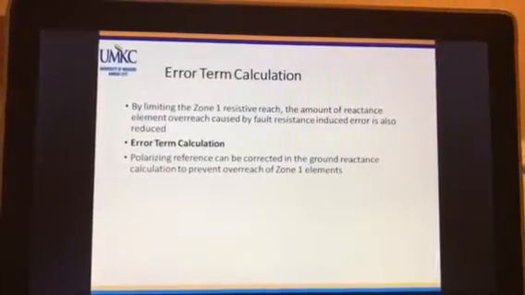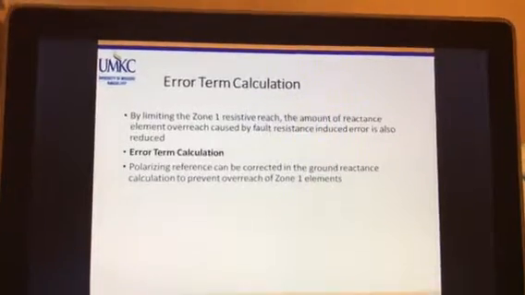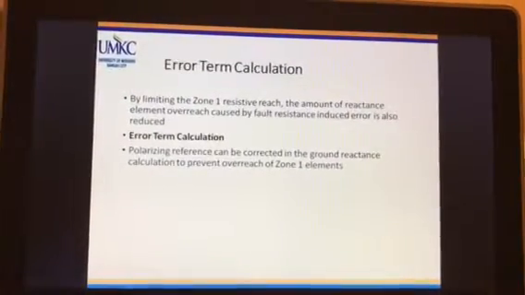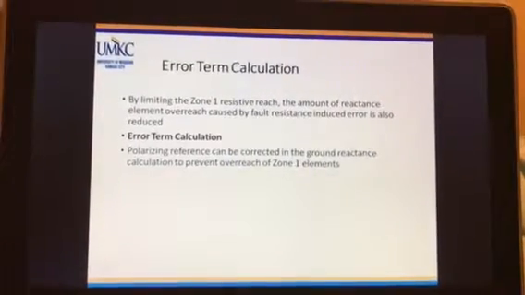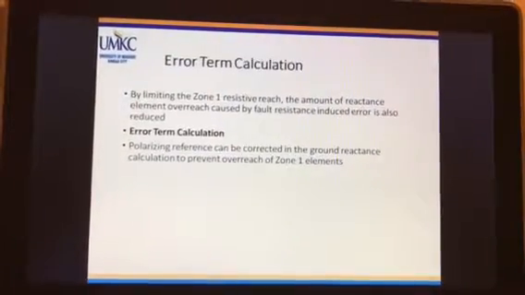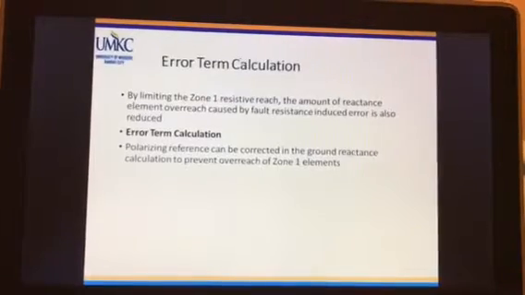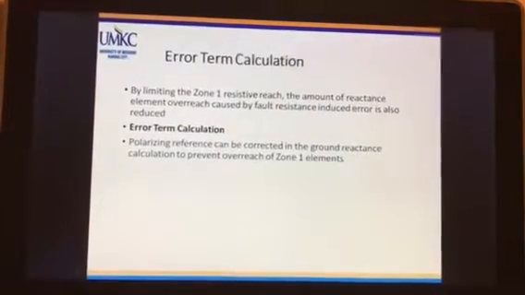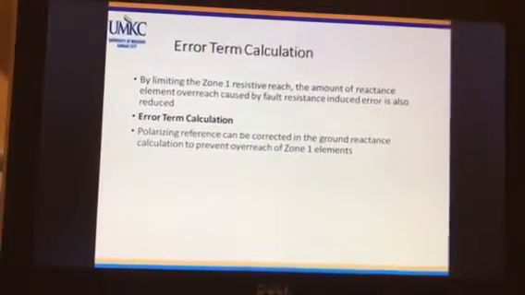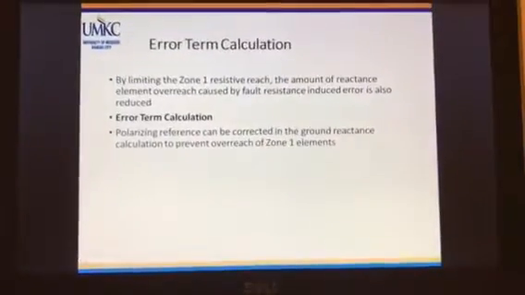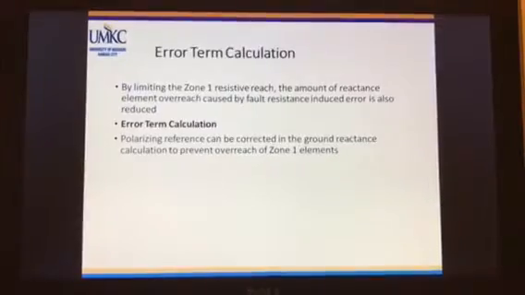So by calculating the zone 1 resistive reach, the amount of reactance element overreach caused by the fault resistance induced error is also reduced, and the polarizing reference can be corrected in the ground reactance calculation to prevent the overreach of zone 1 elements. So this is the compensation that we can do for correcting the elements.